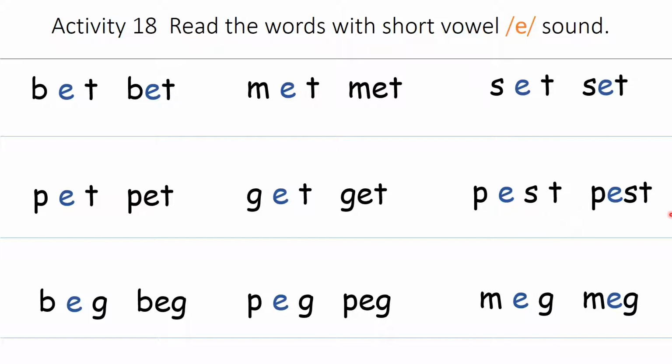P, ast, pest. Next. B, egg, beg. Again. B, egg, beg. Next. P, egg, peg. Again. P, egg, peg. Next. M, egg, meg. Again. M, egg, meg. Now it's your turn.